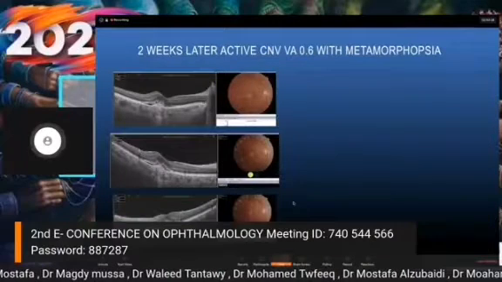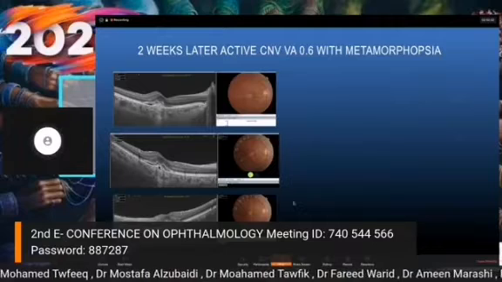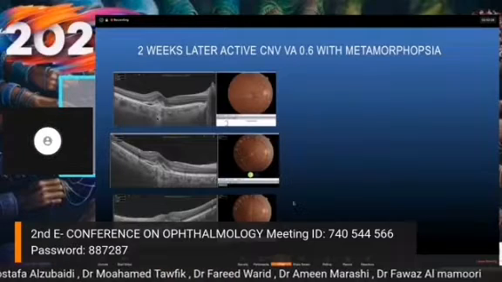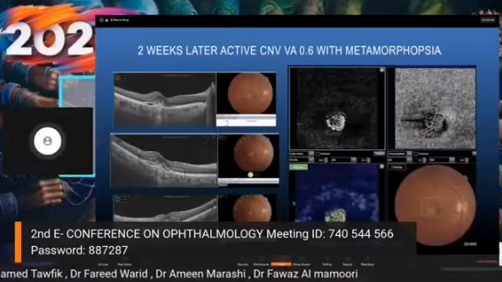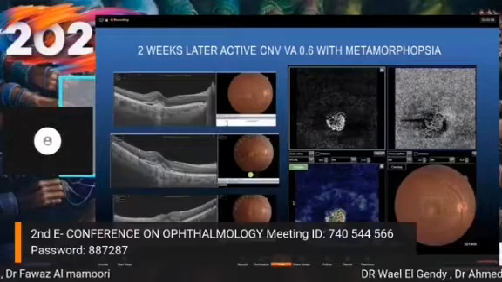Two weeks later, not 3 weeks, 2 weeks later, she came in with typical manifestation of CNV: fluid, elevation, and diffuse macular edema. And look at this, the membrane is getting huge in a couple of weeks only.